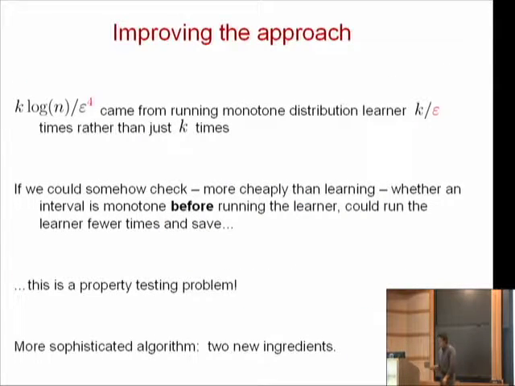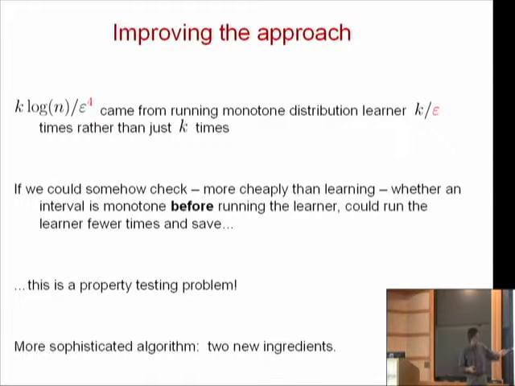Okay. So it works, but it's not that great. We saw the right lower bound is something like k log n over epsilon cubed, and we're paying k log n over epsilon to the 4th. Why did we pay that? We paid it because we ran the monotone distribution learner k over epsilon times. So if we want to save this epsilon factor and get something closer to the right bound, we don't want to run our learner so many times. So what do we want to do?